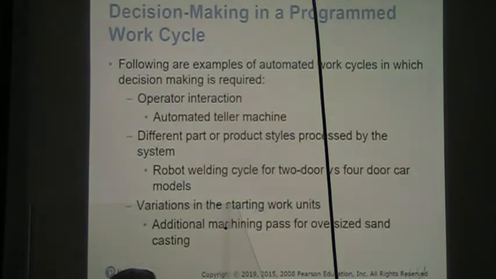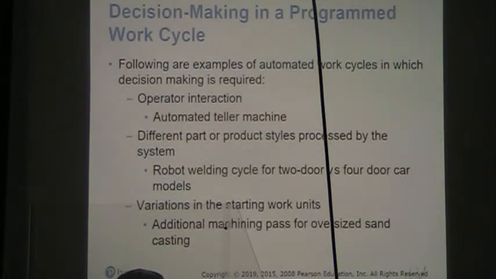All right, so decision making in our work cycle, we might have different levels of automation, right? The first is operator interaction, right? You go to the ATM machine, you don't just let it say, you know what, I'm assessing you and I think you need $400. No, we do different things. That is all in accordance with our input at the ATM machine.